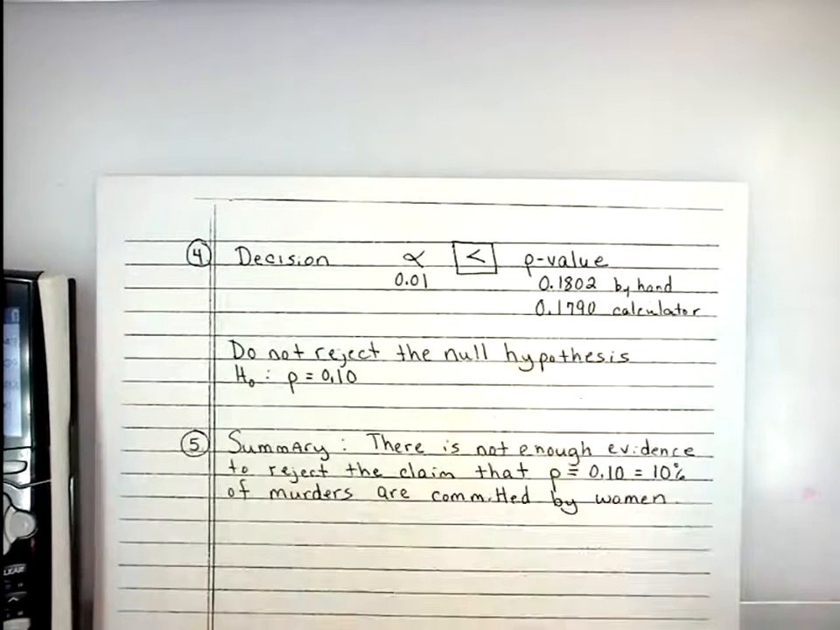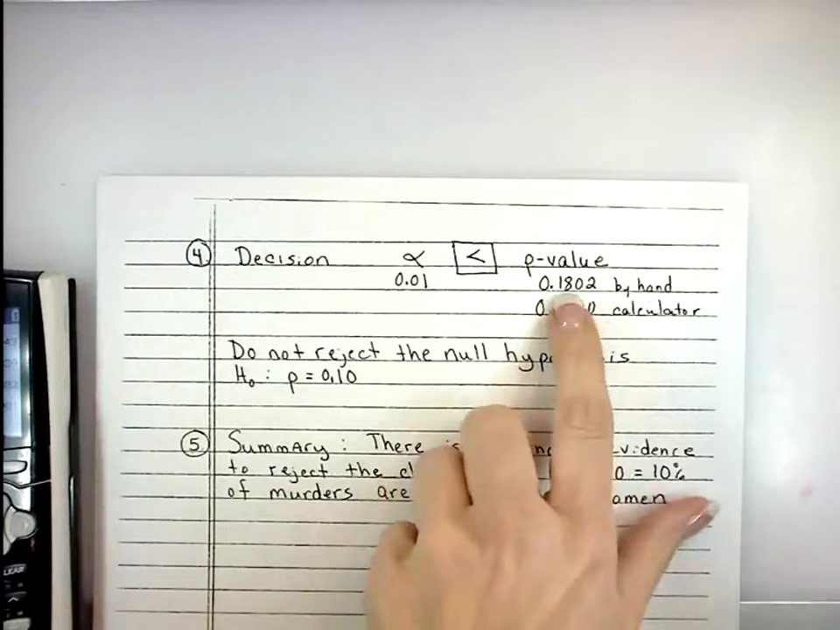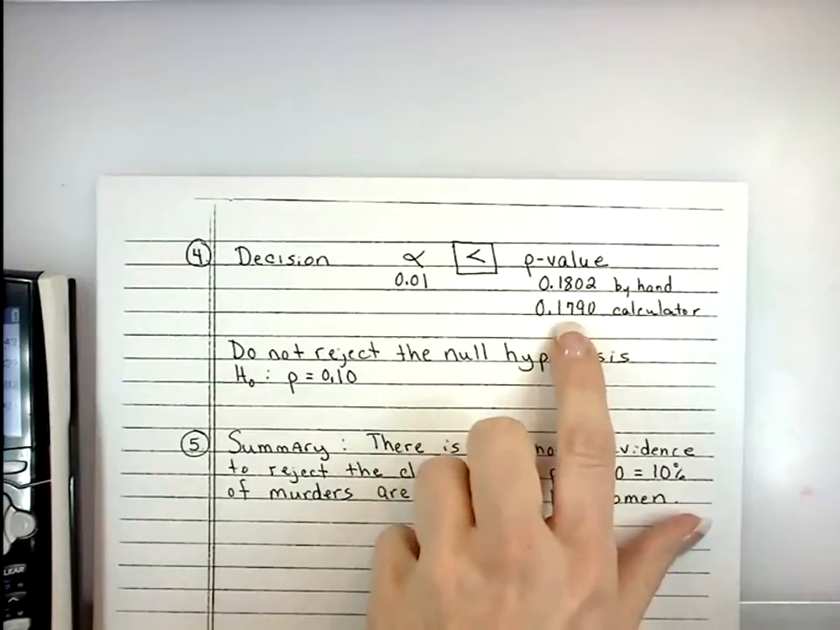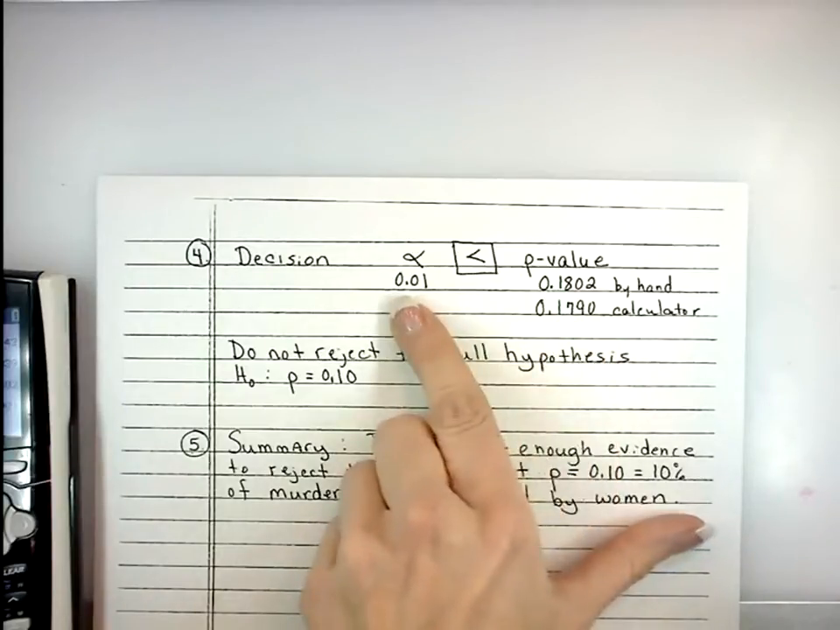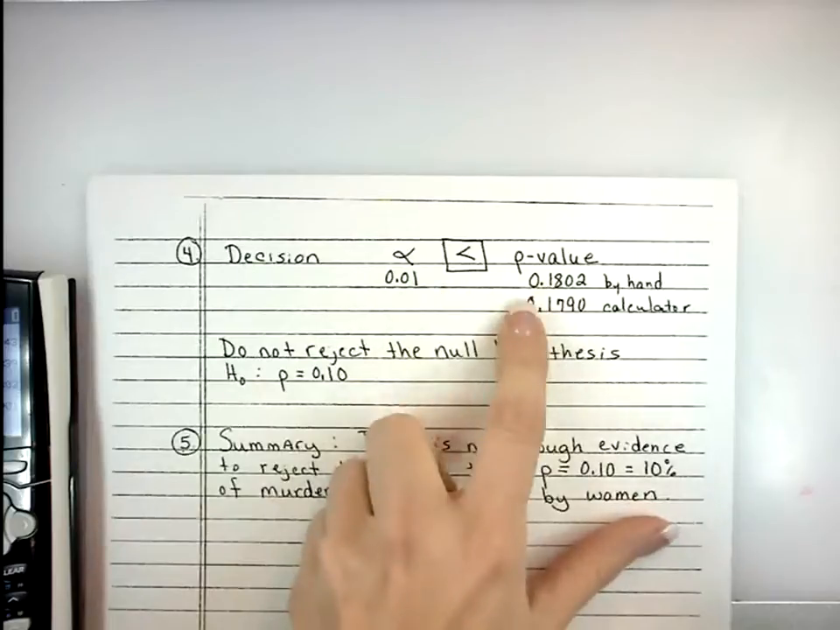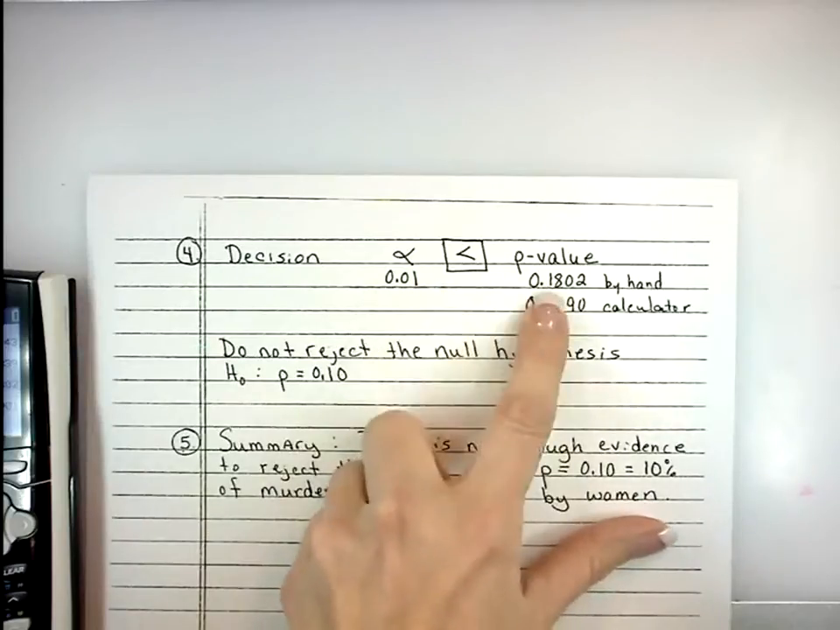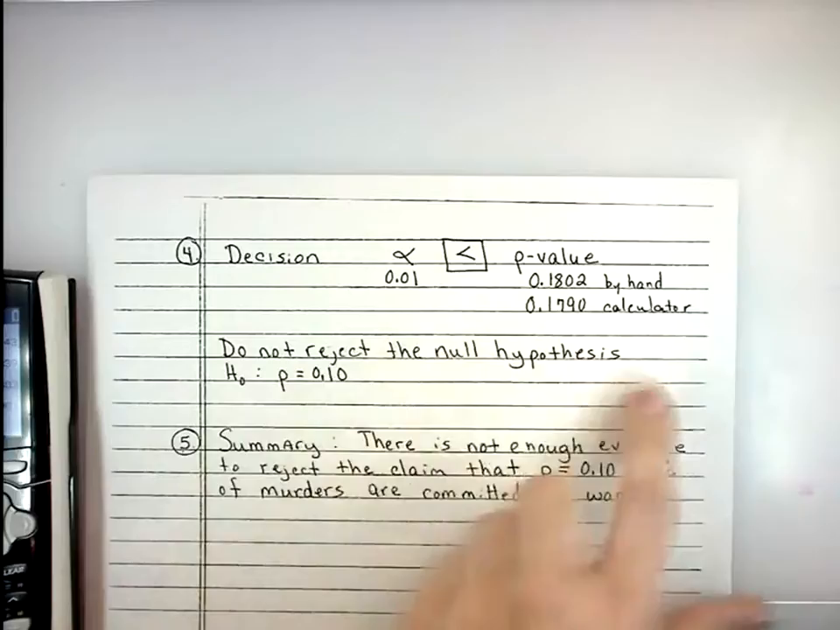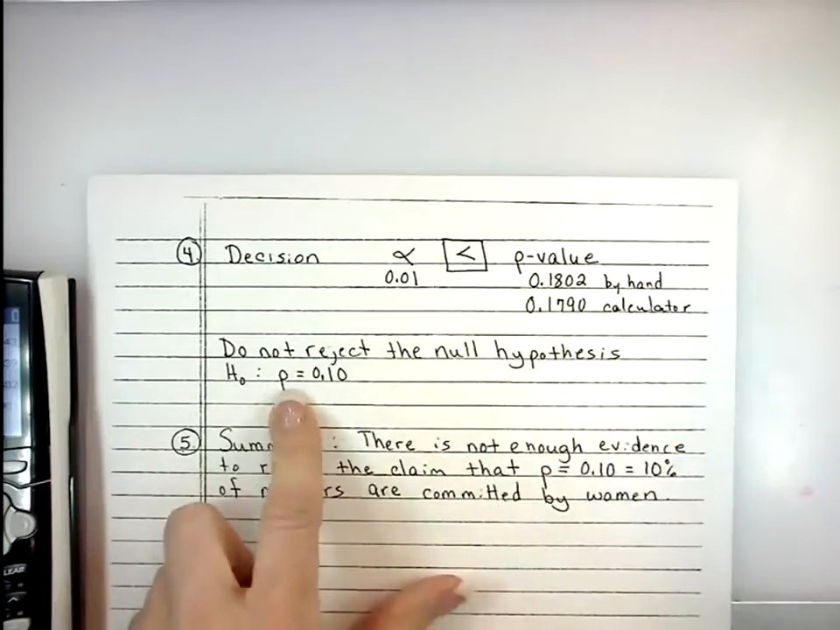And then the next page would be alpha, and alpha was given to be 1%. And then I have the p-value by hand and calculator. And alpha, even though this is not money, that's like 1 penny, and these are almost 2 pennies. So alpha's smaller. Do not reject the null hypothesis, and that said that 10% of murders were committed by women. So we're not rejecting this null statement.